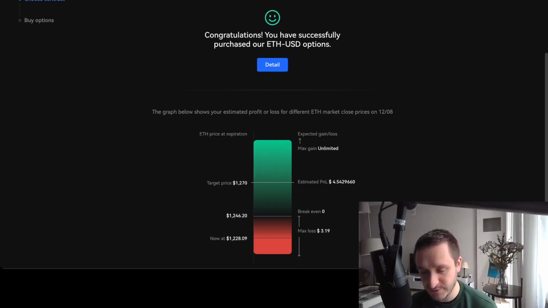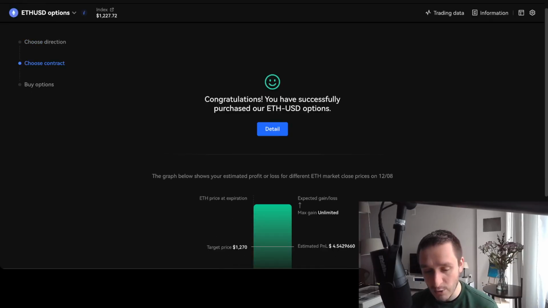I have the ETH USD options as well for the rise. So this way, again, if it will be below my target price of $1,270, then I will get 0. And I will be at the loss of $3. This is what I paid for the option. However, everything above, this will be my gain. So for example, if by tomorrow ETH will go to 1,300, I will basically gain $30 on this $3 bet. So this is how options work.